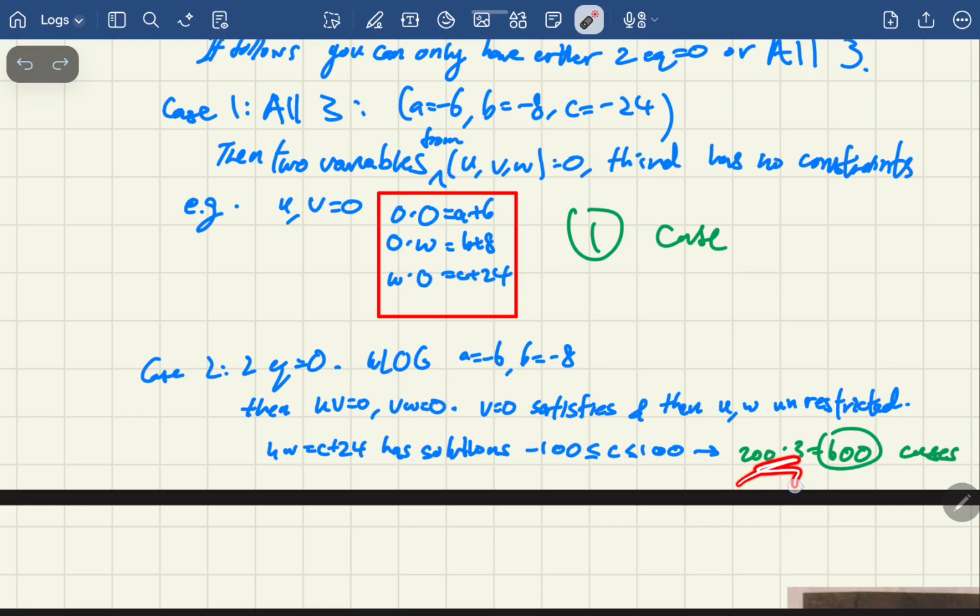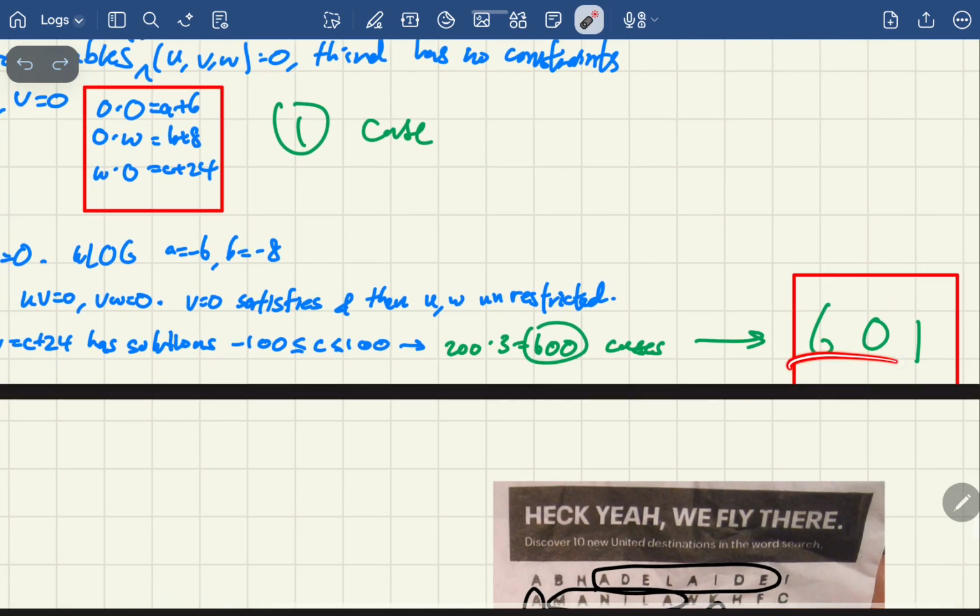And that's the same for all other variables, so this is only one case, right? So it's 200 times 3, because there's 201 values here minus that 1 we said. And then times 3 is 600, add that to the 1 is 601, and that's the answer, okay.